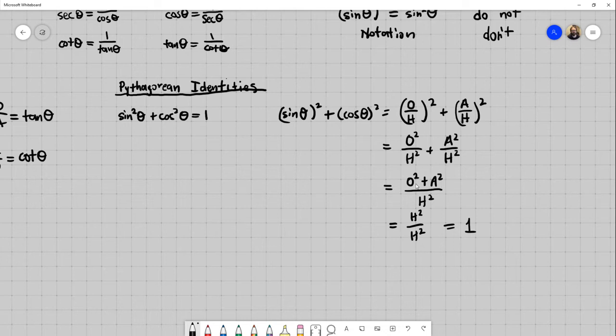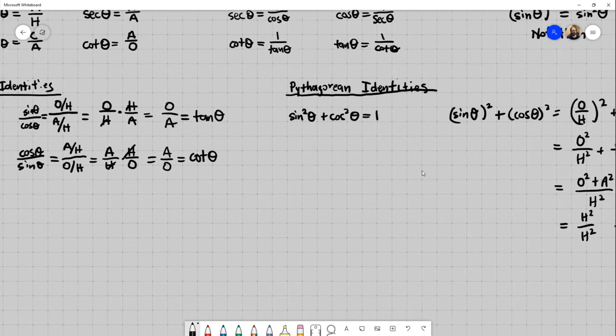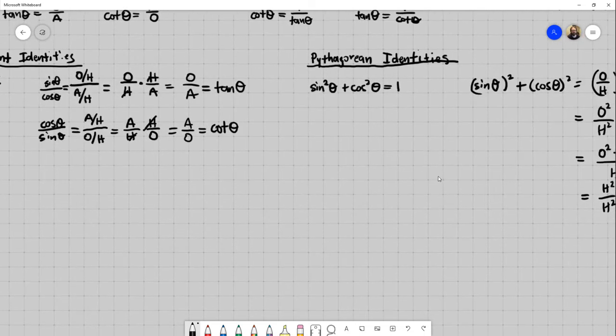And the fact that we use the Pythagorean theorem in this next to last step gives you an indication of why we call this one of the Pythagorean identities. There are two other identities, one of which we get if we take everything in this first Pythagorean identity and divide by cosine squared theta.